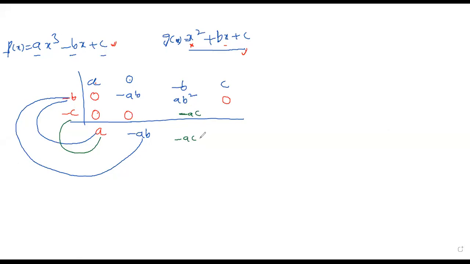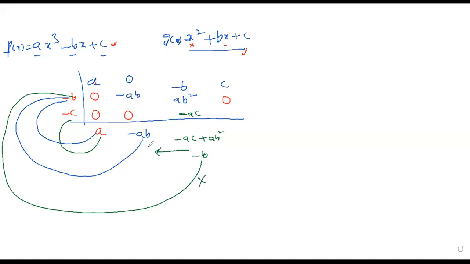Here you will get minus ac plus ab square, minus b. Next we have to multiply this and this, but already here it is 0, so no need to multiply this. Again go backward, minus ab and this minus c, that means plus abc. Then we have to write addition: abc plus c.